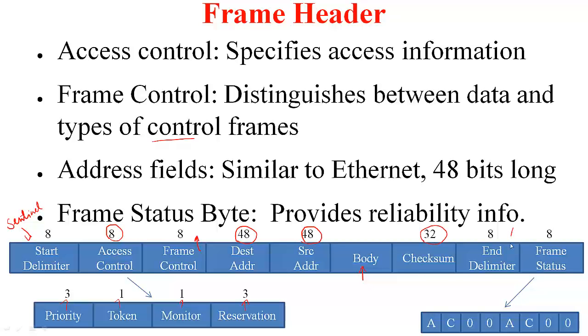And then you have the end delimiter, this is the end flag, and after this is something called frame status, which is again represented by 8 bits, A C 0 0, A C 0 0. This is what is inside. What are A and C bits?